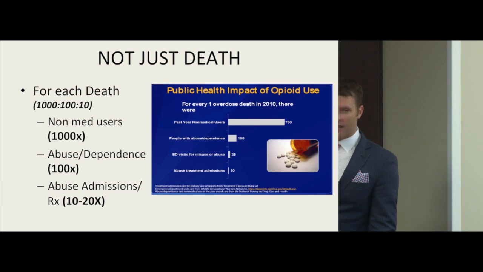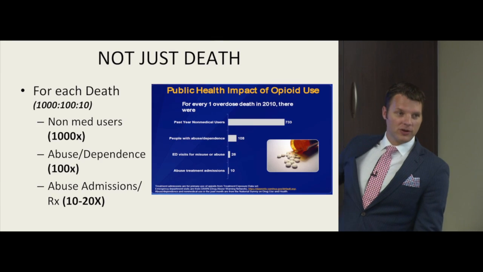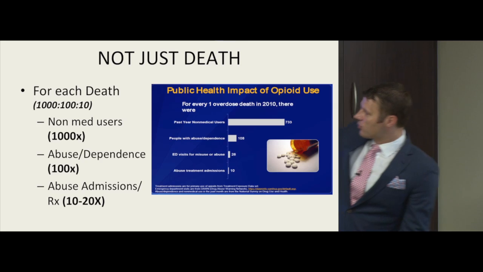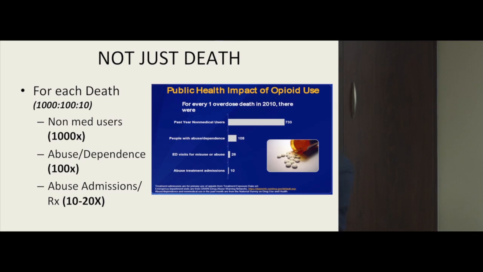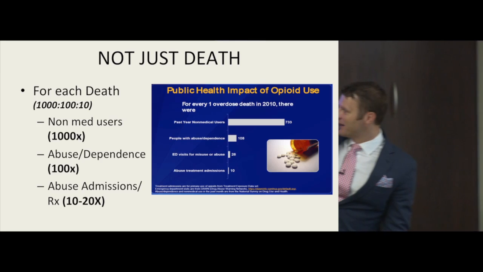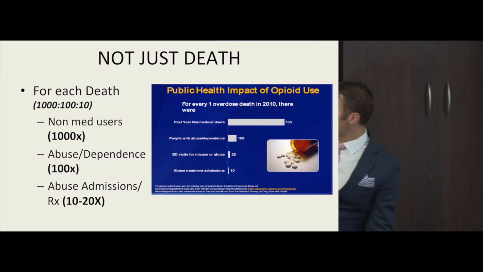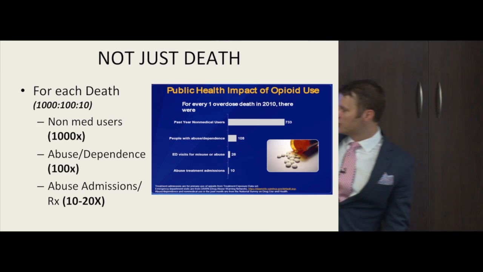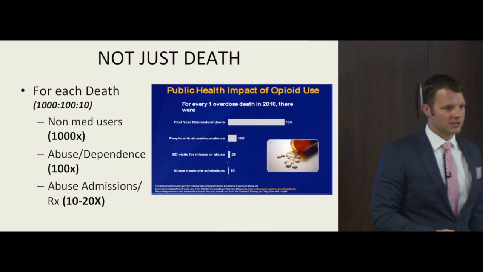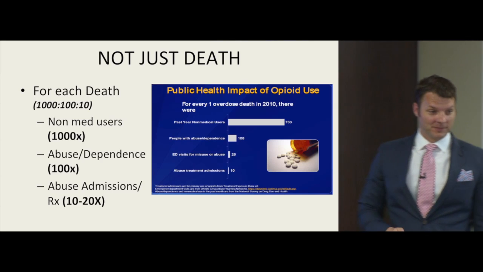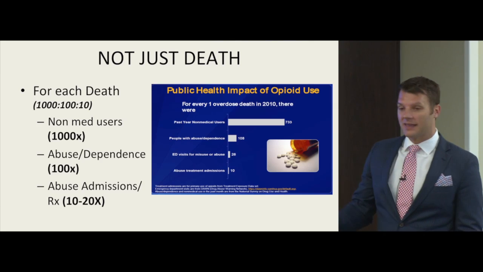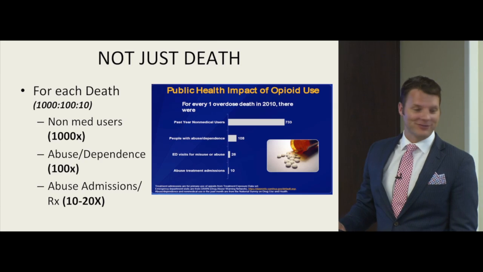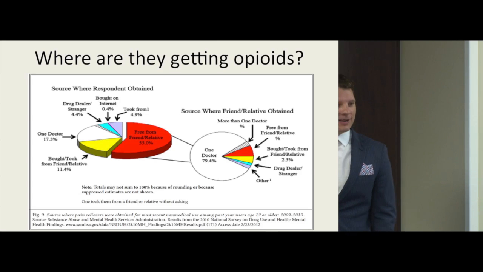And it's not just death. For each opioid overdose death, there are 1,000 non-medical uses of opioids. There are 1,000 cases of abuse and dependence, and there are 10 to 20 abuse admissions. So we've created a problem, and now we need to figure out how to fix it. And the question is, where are they getting all these opioids from?